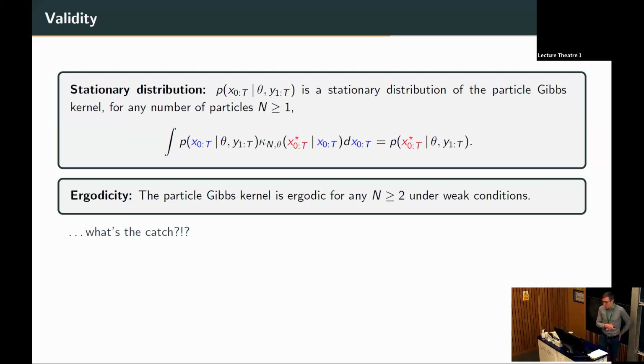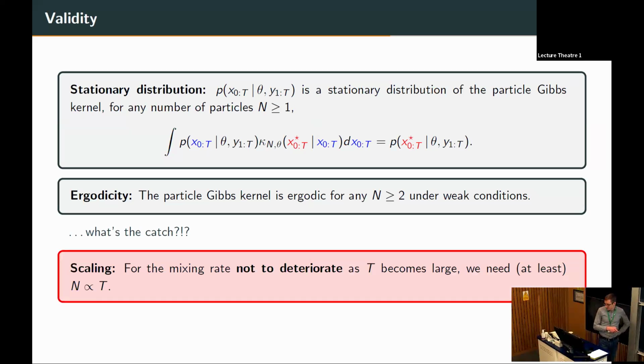Okay, so what's the catch? Why can't we just apply this with 2 particles and then we have something which is like a valid MCMC? Well, we could actually see the problem already in the illustration that I showed you before. Even though this is ergodic for N larger than 2, the mixing rate of this kernel will deteriorate as T becomes large, unless we have a number of particles that is proportional to T.